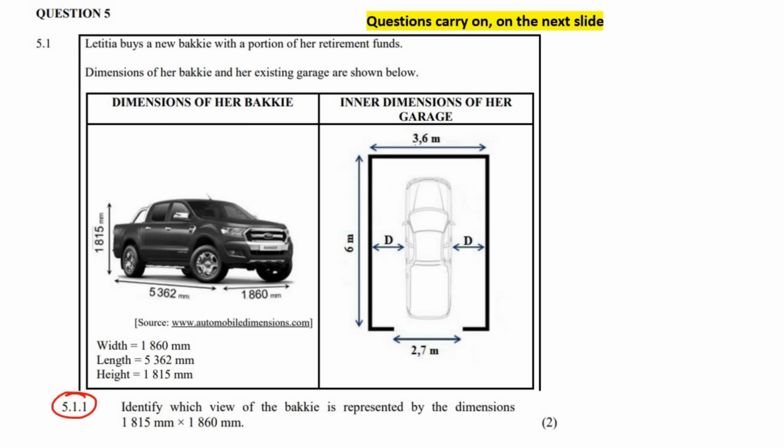1815 by 1860. So if you're looking at the width and the height, which parts of the Bucky would you be looking at? You're definitely not looking at the side. So you could either be looking at the front, because that would be 1860 by 1815, or you're looking at the back, 1815 by 1860. So you could say here, front or the back. Some of you might use the word rear instead of back, like the rear view. That's also okay, R-E-A-R, rear view.